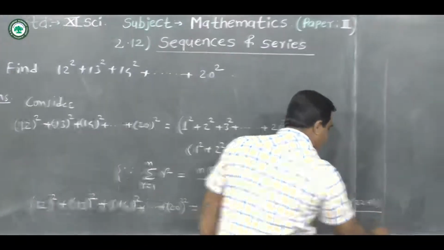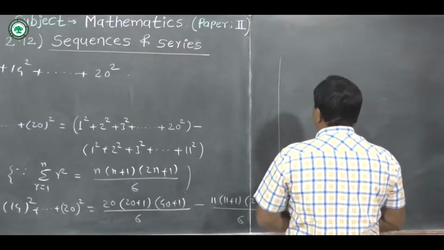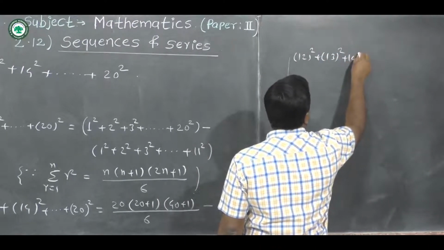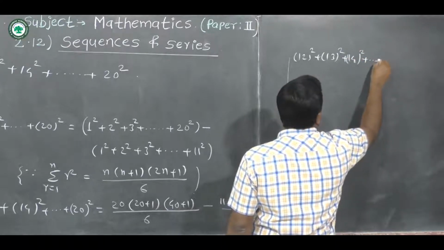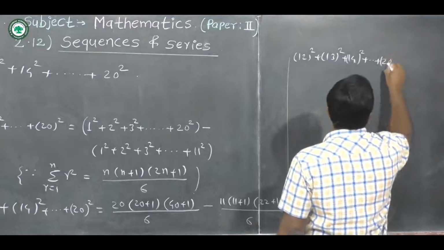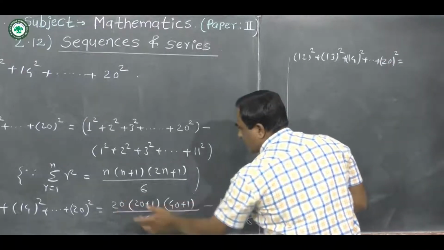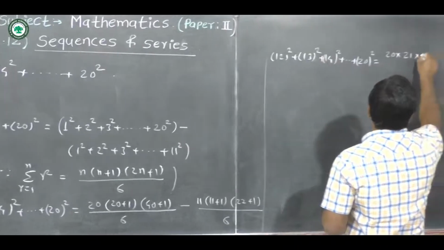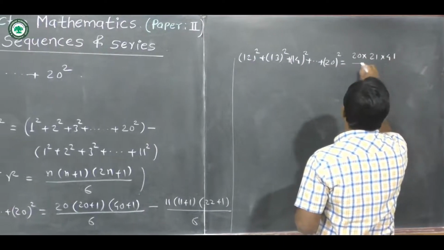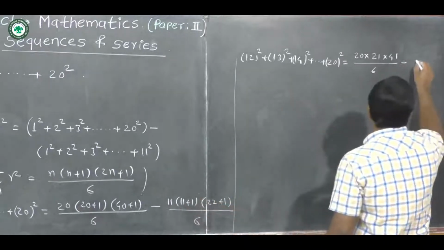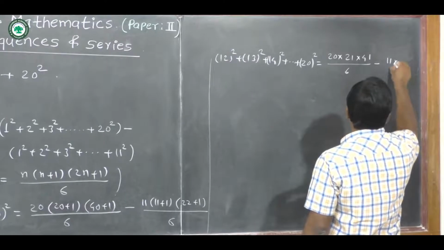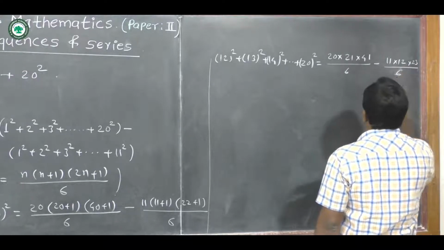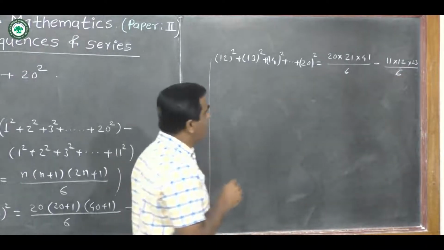That is, further we can write here 12 square plus 13 square plus 14 square plus 20 square is equal to, simplifying this we can write 20 into 21 into 41 upon 6 minus, here 11 into 12, 11 plus 1 12 and into 23 upon 6. Okay, we can take division here.